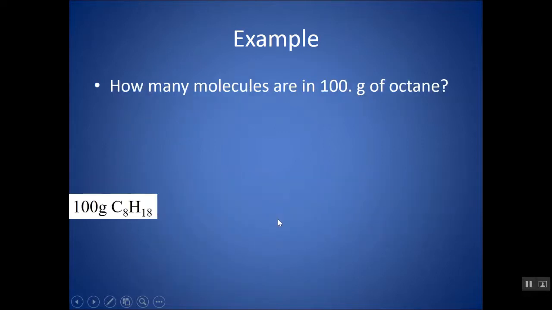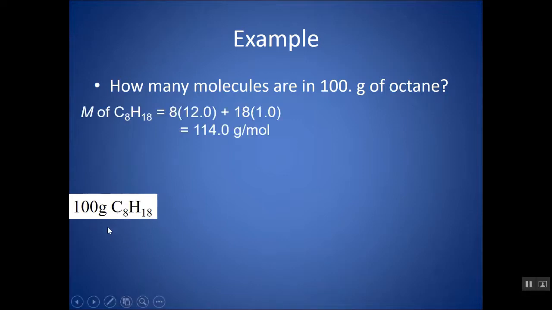Okay, take a moment, try this example. Similar to the last example, I have 100 grams and I need the number of molecules. I don't know offhand how many molecules are in a certain number of grams, but I do know how many molecules are in a mole because that's Avogadro's number. So when in doubt, mole it out.